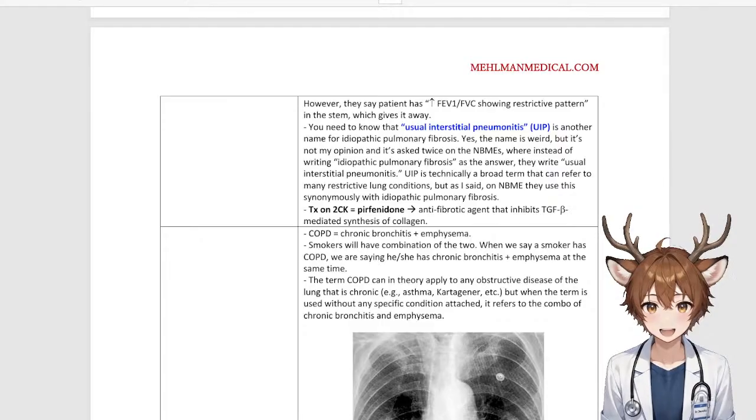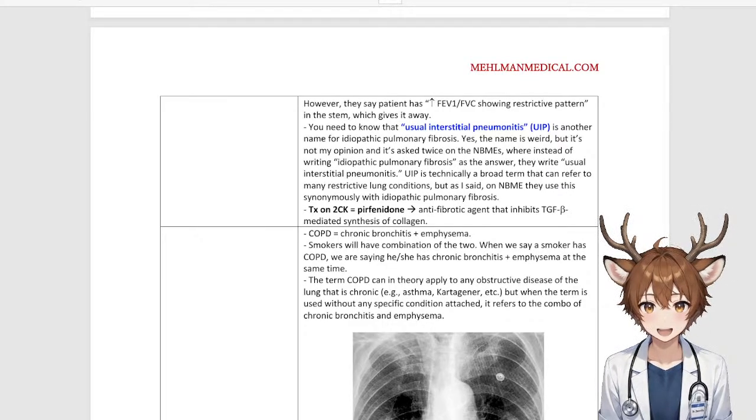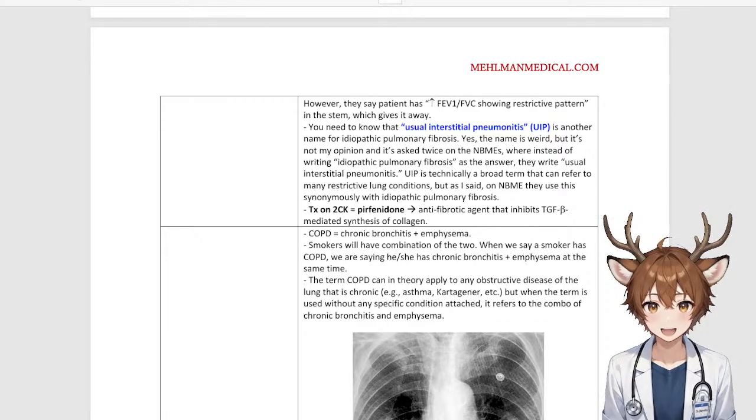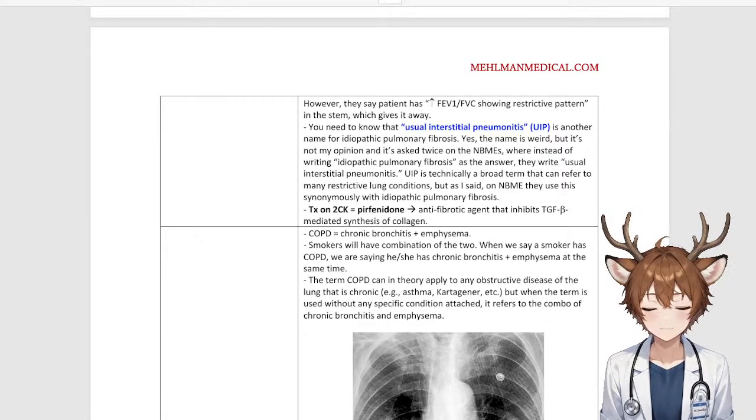Treatment on 2CK for this would be pirfenidone, which is an antifibrotic agent that inhibits the TGF-beta-mediated synthesis of collagen.